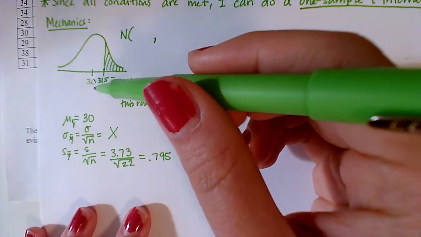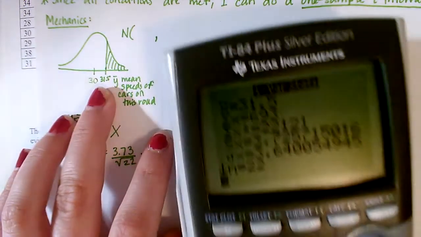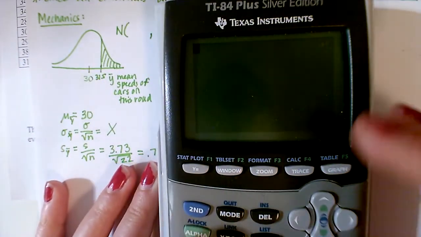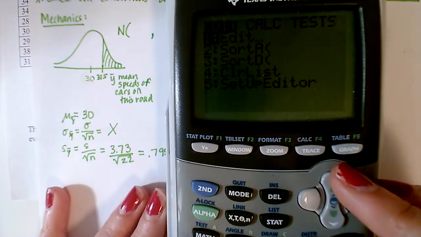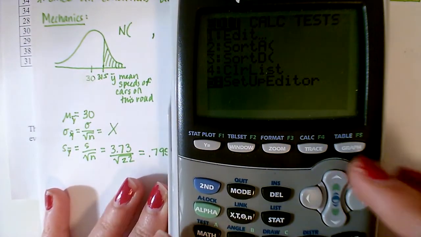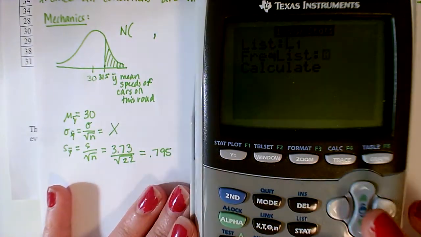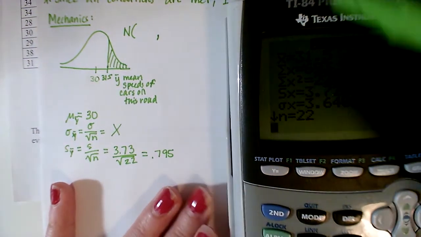Okay, so we're going to have 30 as our mean, and 31.5. Now, how did I get 31.5? Well, this is what I did. I went over in my calculator, and because we already have this in list 1, we can go to Stat, then over to Calc, and then down to 1-Var Stats, using our data from list 1. Boom.